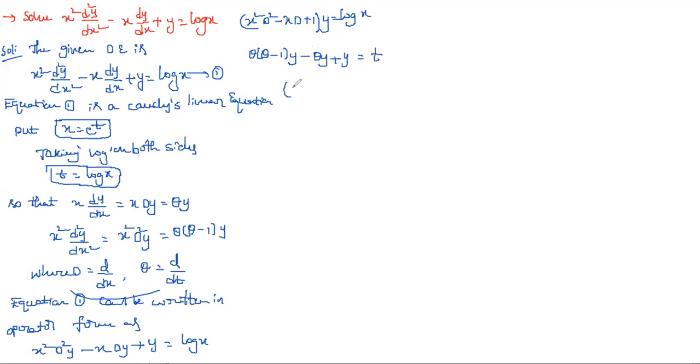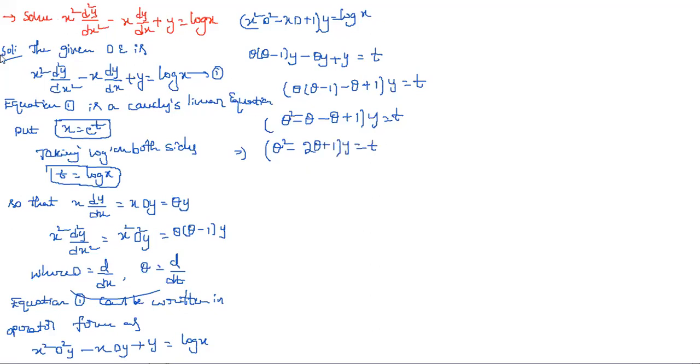But which one is the common one? y is the common one. So θ(θ − 1) − (θ + 1) into y is equal to t. Now, if you multiply this out and simplify, θ² − θ − θ − 1... plus 1 into y is equal to t. So that implies simply we can write (θ² − 2θ + 1) y = t.